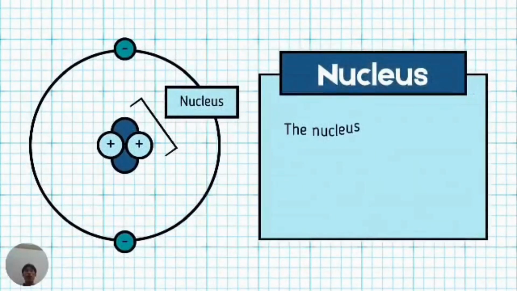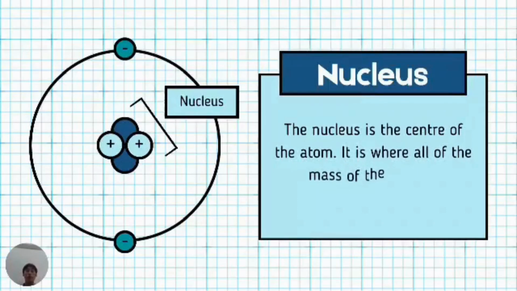So, in an atom we have the nucleus. The nucleus is the center of the atom. It is where all of the mass of the atom is contained. And in the atom, we can find protons, neutrons, and electrons.